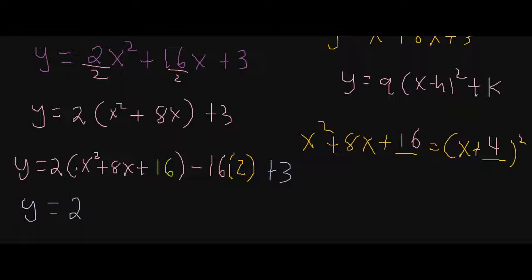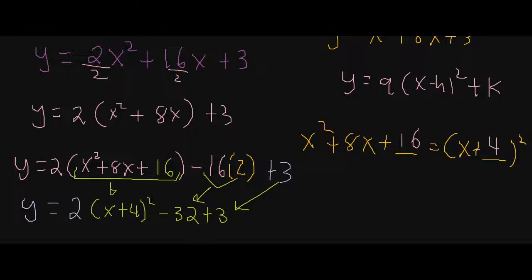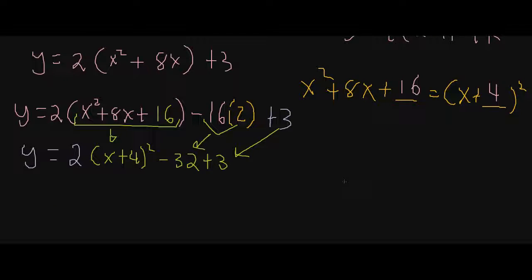So we can rewrite this whole thing as x plus 4 squared. Okay. Well, now we can write over here, this is going to be minus 32, right, plus 3? Negative 16 times 2 gives me the 32, but we still have the plus 3. Then we go ahead and write that as y is equal to 2 times x plus 4 squared, minus 29.